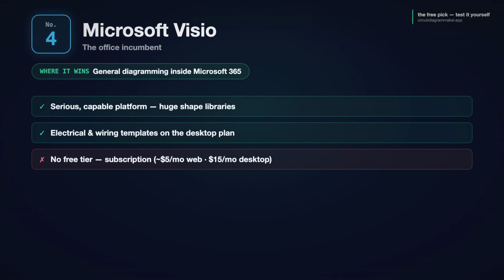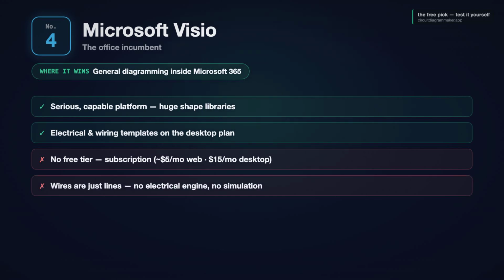It is a subscription, at the time of filming, about $5 a month for the web version, $15 for desktop. Fine on a company license. Harder to justify for one garage project.